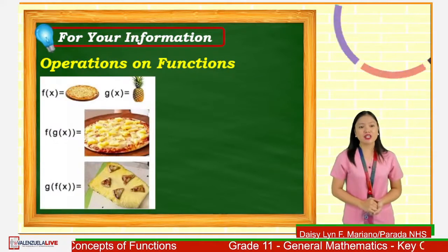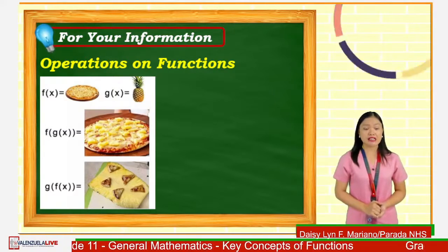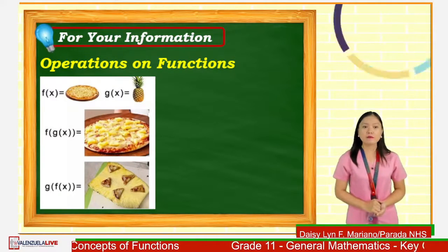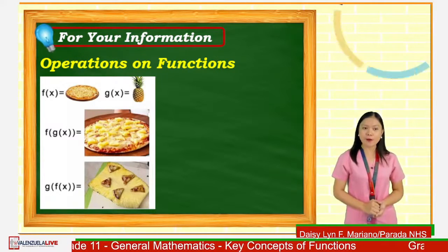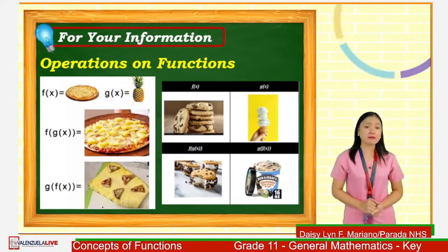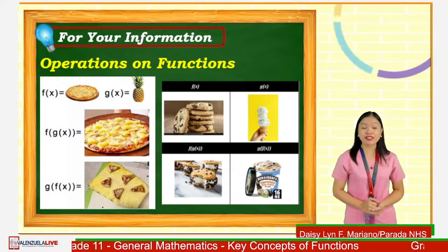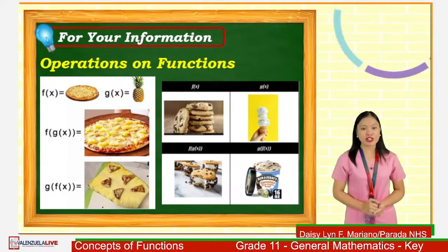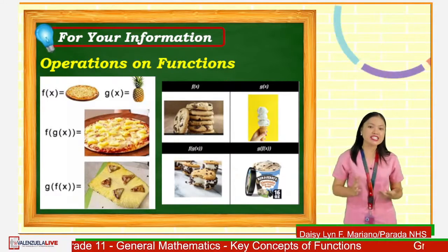Further, we can imagine composition of functions as real-life situations. For instance, f of x is our pizza, and g of x is our pineapple. f of g of x is illustrated by pizza topped with pineapples, while g of f of x is illustrated by pineapples topped with pizza slices. Another illustration can be seen in the picture where f of x represents cookies and g of x represents ice cream. The composition of f with g is shown as a cookie filled with ice cream, while the composition of g with f is shown as an ice cream with some cookies on it.